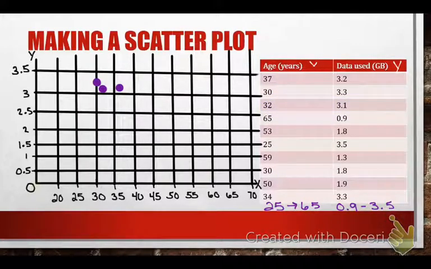Now why don't you do the fourth point, 65 and 0.9. All right, try to figure out where that one goes. All right, did you plot it here? 65 and 0.9? Yeah. Okay, now go ahead and do the rest of them. Let's get the rest of them on here. One of them is in the wrong spot. This one. I did it in the wrong spot. Okay, so 59 and 1.3 is going to be right there.